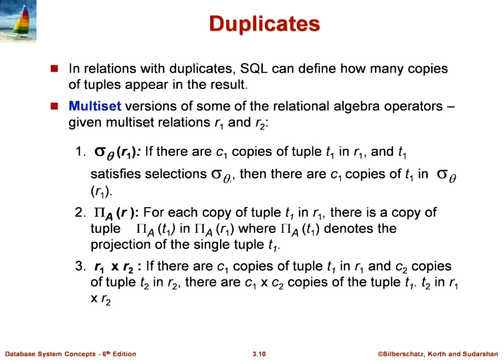In relations with duplicates, SQL defines how many copies of tuples appear in the results. So if there are duplicates, you can set how many copies you want to display. Multiset variants of some of the relational algebra operators give multiset relations R1 and R2. For example, if there are C1 copies of tuple T1 in R1 and T1 satisfies the selection, then there are C1 copies of T1 in the result.